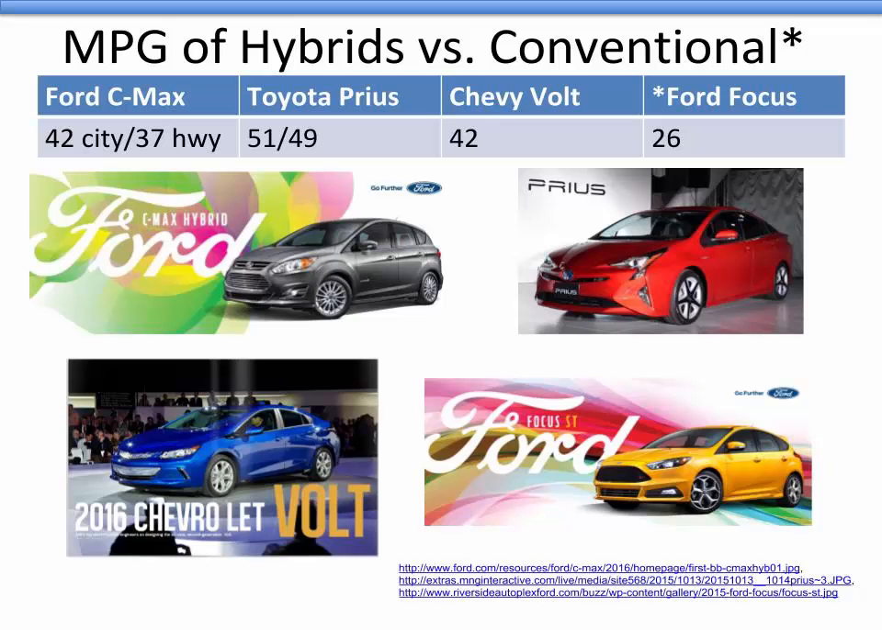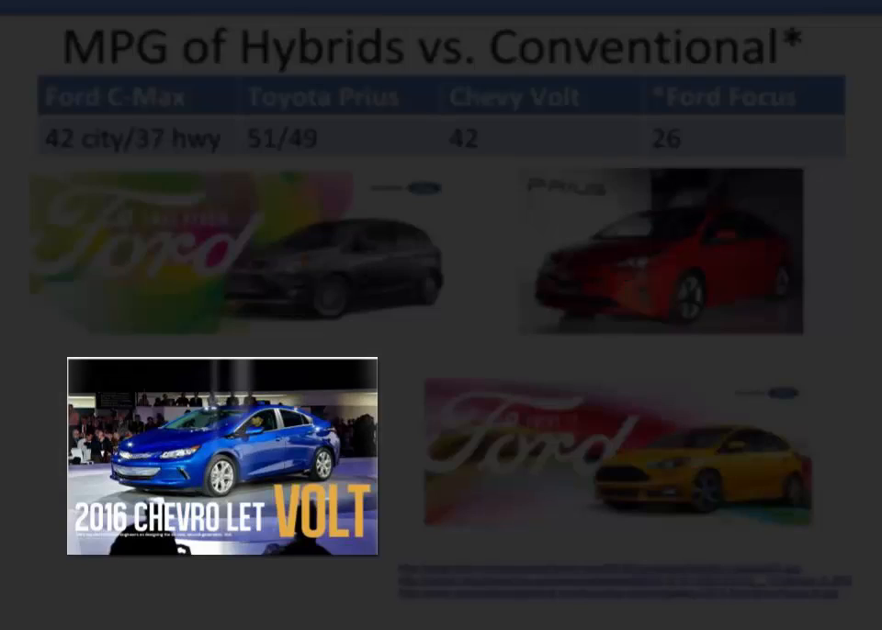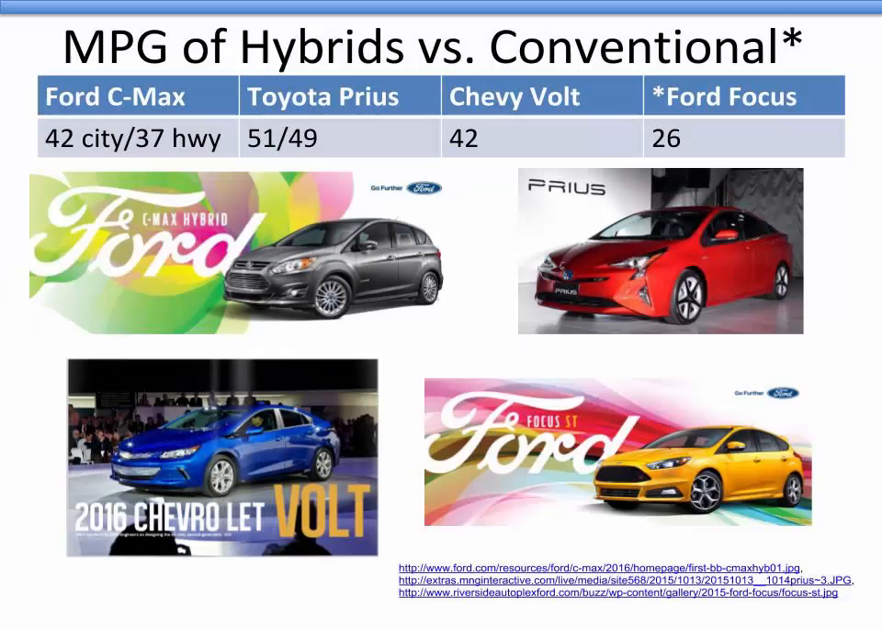Some of the top U.S. hybrid models are the Toyota Prius, the Chevrolet Volt, and the Ford C-Max. Top models of electric vehicles include the Chevrolet Spark EV and the Fiat 500e. The Ford C-Max gets an estimated 42 miles per gallon, or MPG, in the city and 37 on the highway. The Prius gets an estimated 51 miles to the gallon in the city and 49 on the highway. The Chevy Volt gets approximately 42 miles to the gallon. Compare this to a Ford Focus, which is a conventional car, which only gets 26 miles to the gallon.